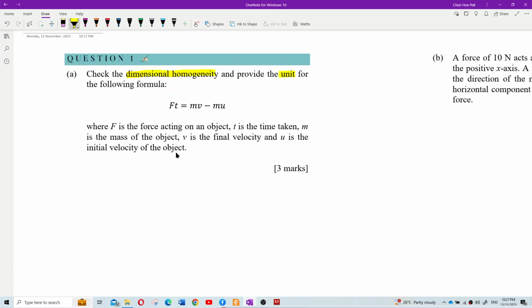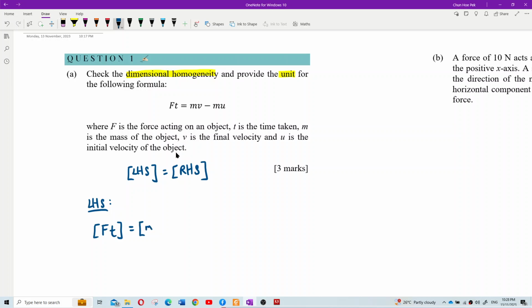Okay, so check dimensional homogeneity, meaning that we need to check whether the dimension of the left hand side is equal to the dimension of the right hand side. Okay, so let us start with the left hand side. So let's check the dimension of force times time first. Okay, so force times time, okay, find the formula.